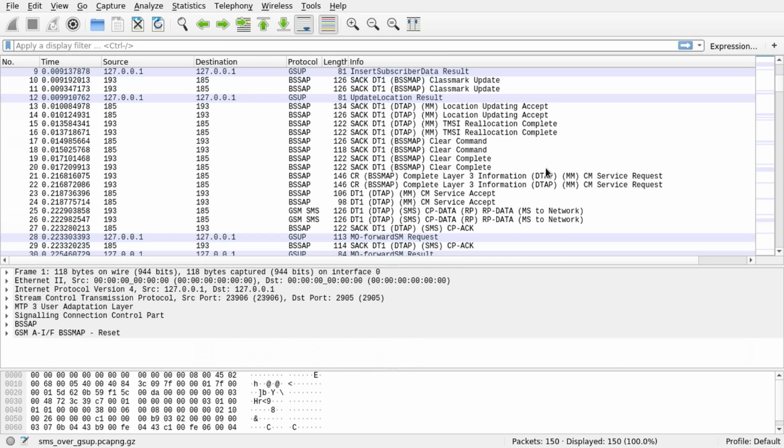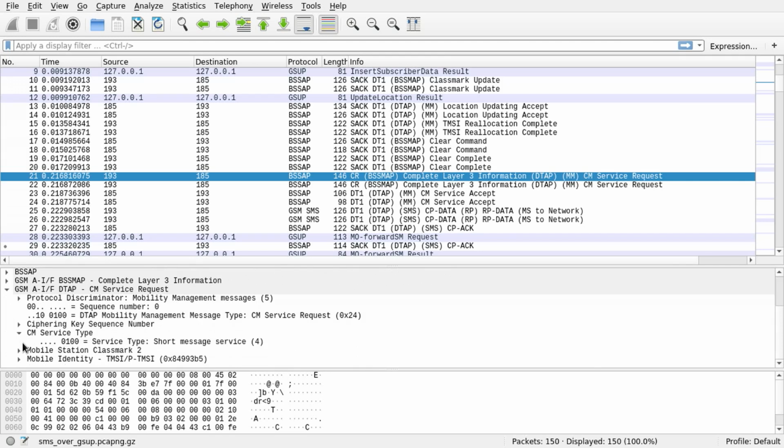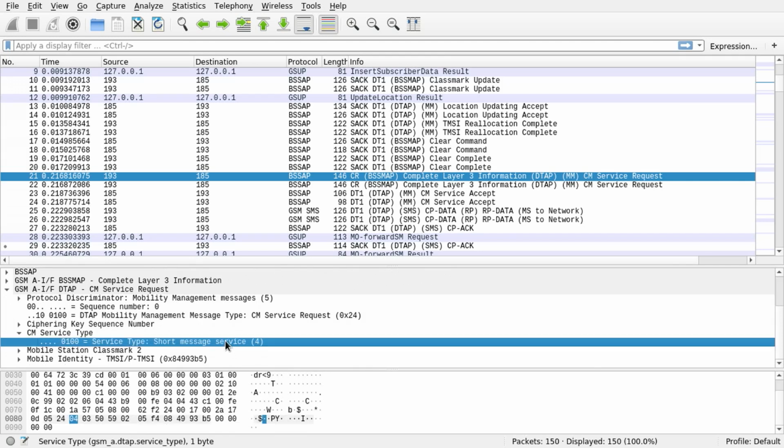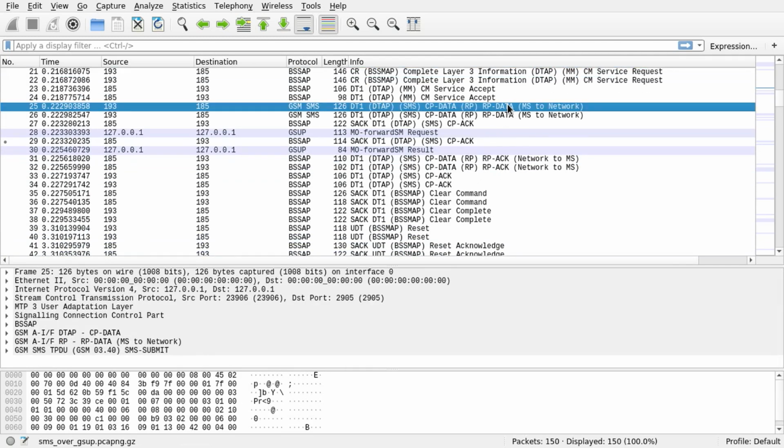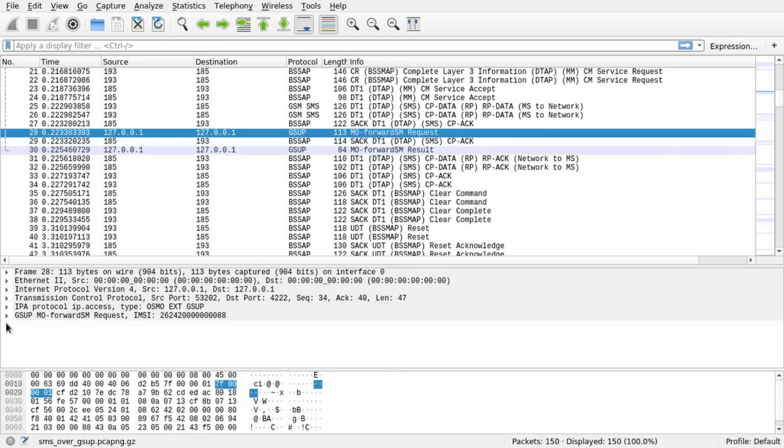And here is what's happening. So this is mobile-originated SMS transmission. The mobile station initiates a connection with a service request with short message service, and then it just sends, as I already said, RP data inside CP data. The network does acknowledge reception of this, and then it basically forwards it to the HLR.